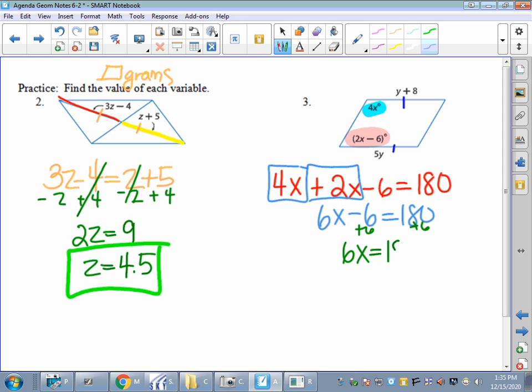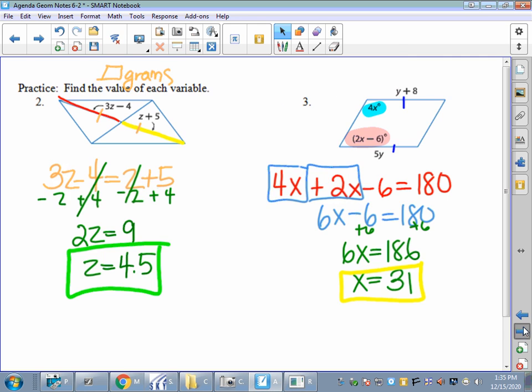So if 6x equals 186, I believe that x is going to be equal to 31. So we're still using algebra in order to solve geometry problems. We use the geometry to set it up, the algebra to solve. Let's see what else we've got.